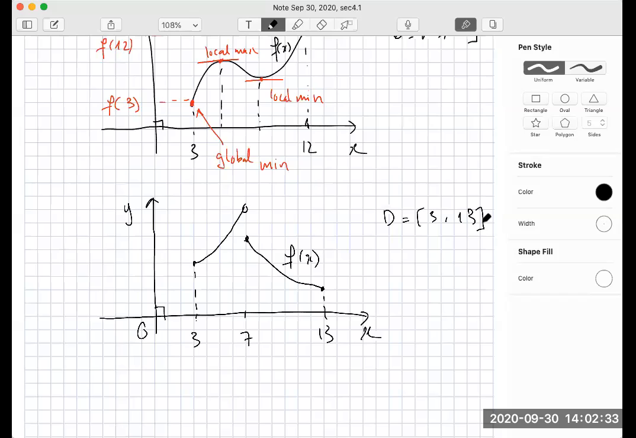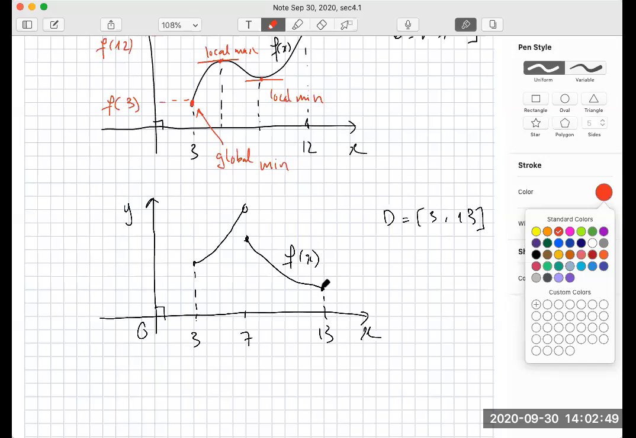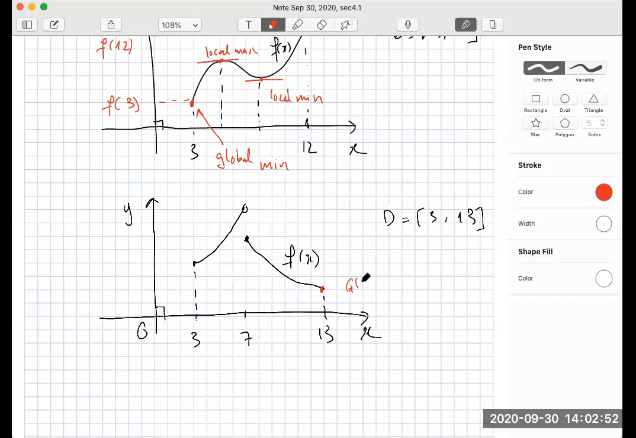So from this interval, what is the minimum value of the function f? F of 13, so be careful, right? That is the lowest value of the function f. Okay, it is a global minimum. If it is a global minimum, it is also a local minimum. But if a point is a local minimum, it may not be a global minimum, okay?